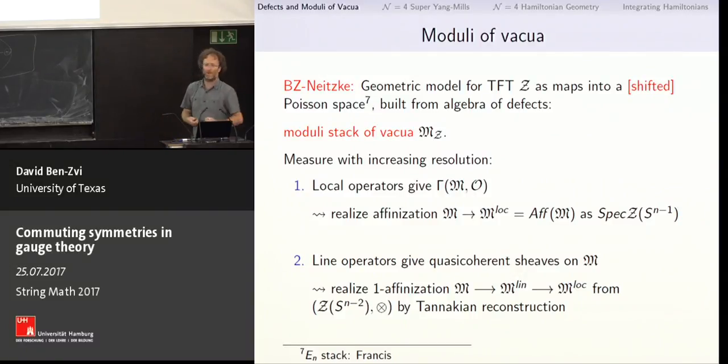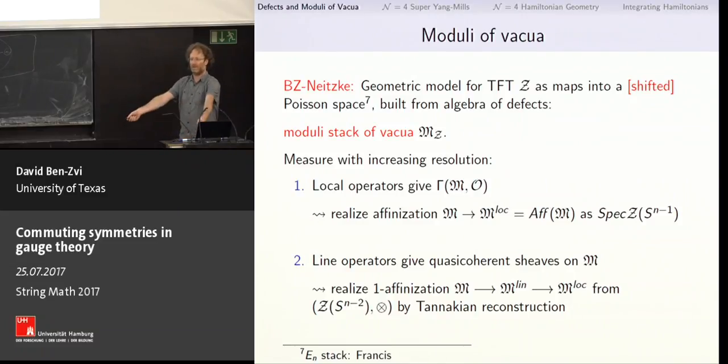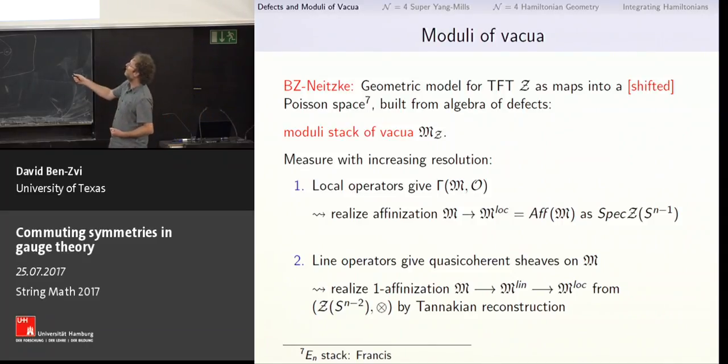And the way I want to understand the space is using defects. So the first thing I want to observe is I have a commutative ring, or maybe Poisson algebra, which is local operators. Now in algebraic geometry, you learn once someone gives you a commutative ring, you can build a space out of it, that's spectrum. So if someone gives you this commutative ring of local operators, I'll build a space, which I'm going to call M sub loc.